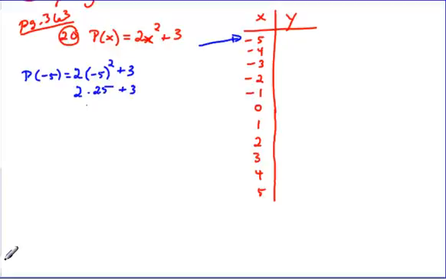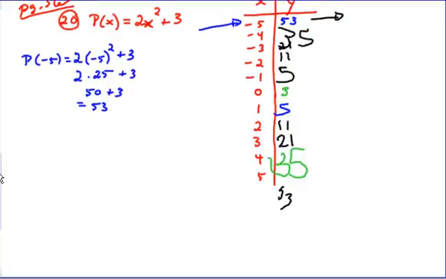Okay, 2 times 25, I'm getting a 50, plus a 3. What do I have here? 53. Okay, 53, sounds good. Note that this top point, for example, negative 5, comma 53.